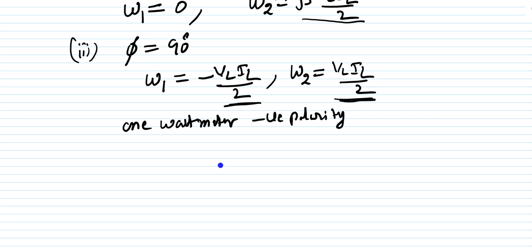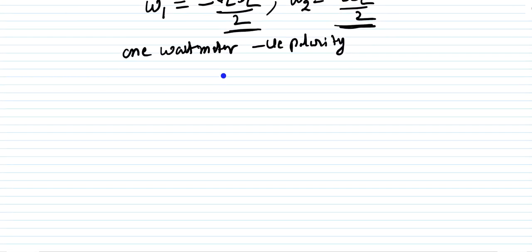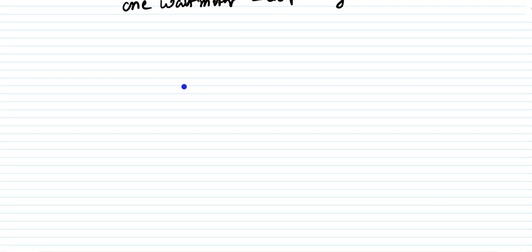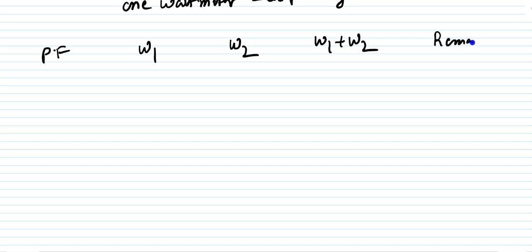So to summarize all these points, I will make a tabular form so that it will be very easy for us to understand. I will take the power factor here, the wattmeter reading 1, the second wattmeter reading, and W1 plus W2 if you add, then what is happening? And I will take the remarks.